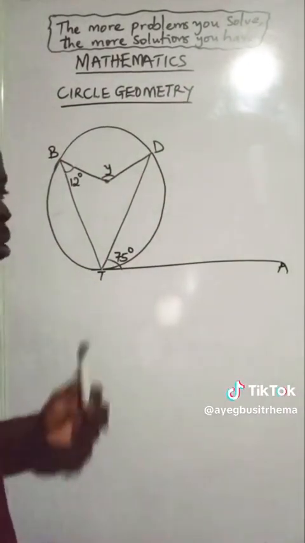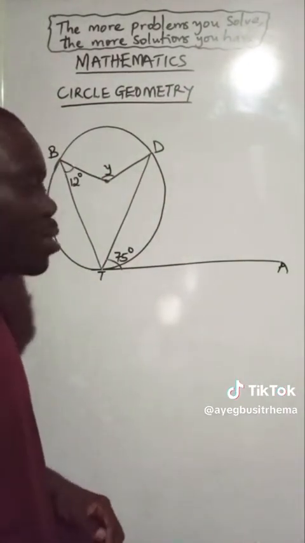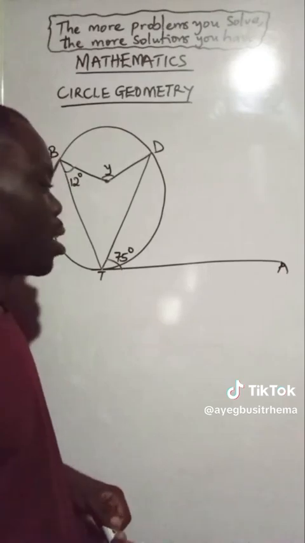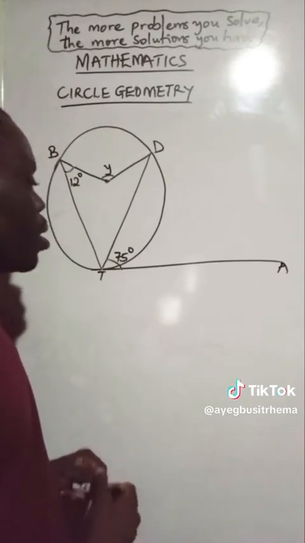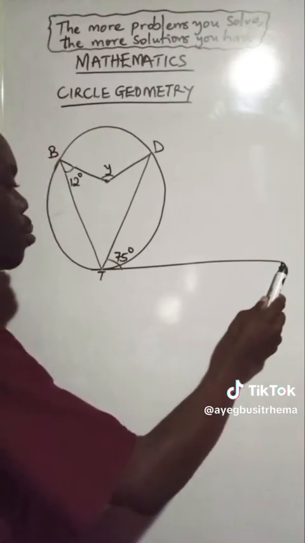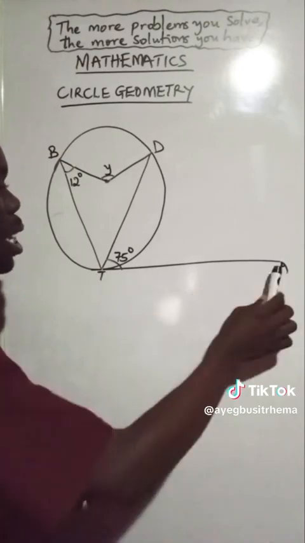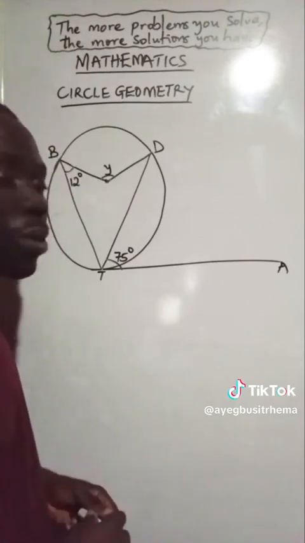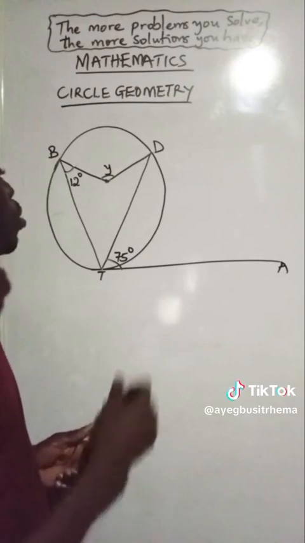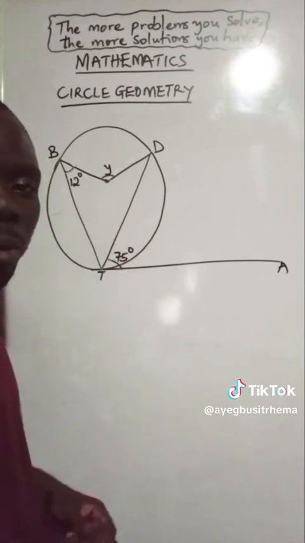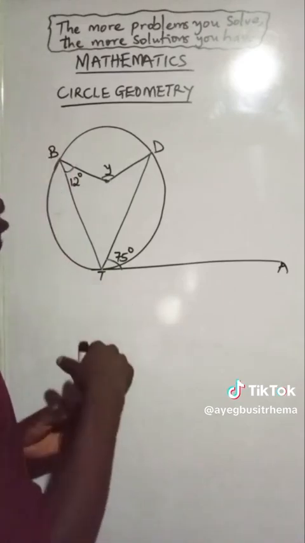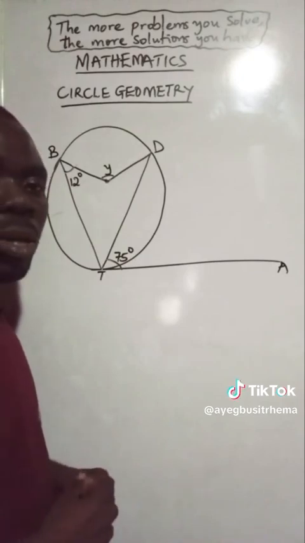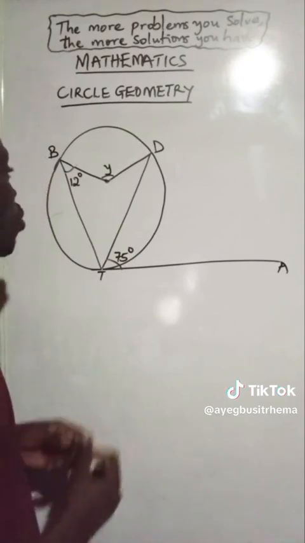Okay, so look at this. This is circle geometry. Now, if you see a kind of question like this, how do you solve it? This line is drawn from here to here, this line AD, is called a tangent. And the question is, you have to solve y. And y is this angle B. You have to solve y, alright? So how do you solve y?